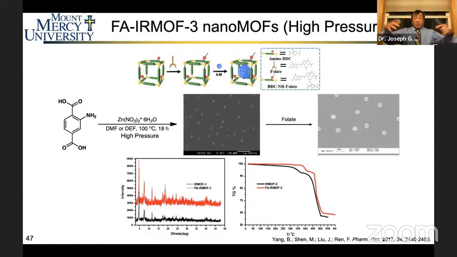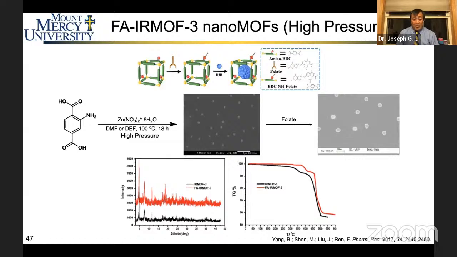So they increase the pressure really high. And with the increased pressure, what most likely ends up happening is that those nucleation sites are now not as favorable. And so you have these small crystals that grow all over the place, but they don't grow on top of each other. And notice they have some crystalline properties.